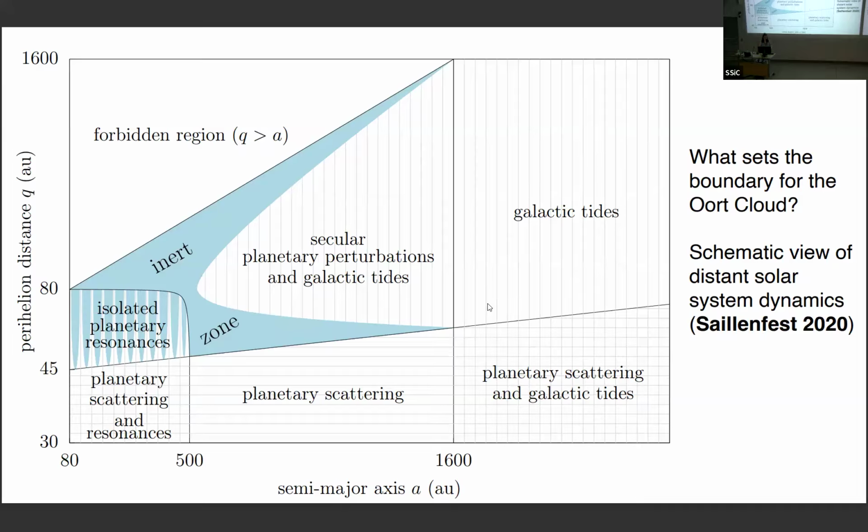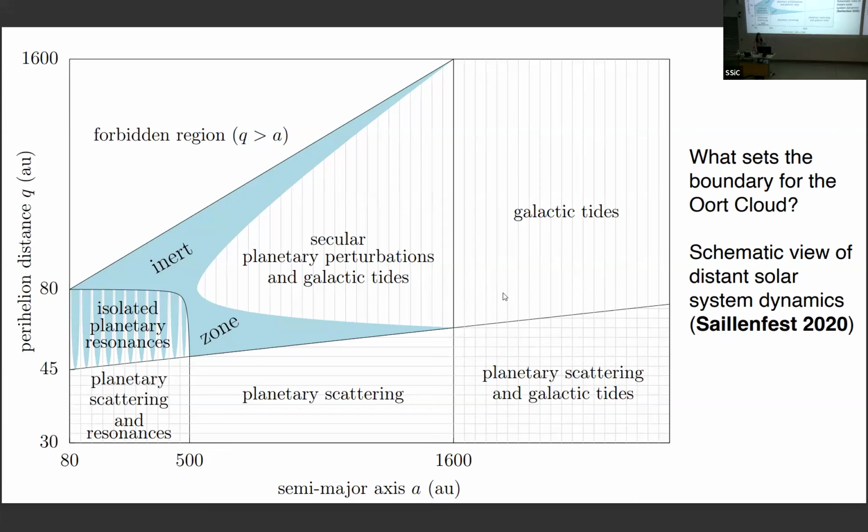Even in the current solar system, as the sun is making its way around the galaxy, these boundaries can shift around. You can move the trade-off between planetary interactions and galactic tides, sometimes inward, sometimes outward. You can have passing stars that can change the distribution of the Oort cloud or the distant scattering populations.